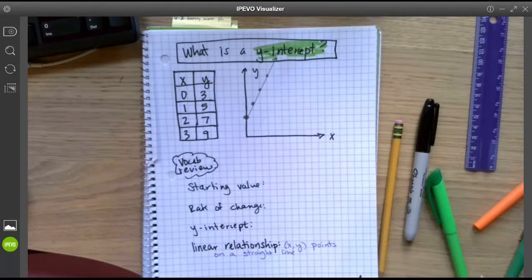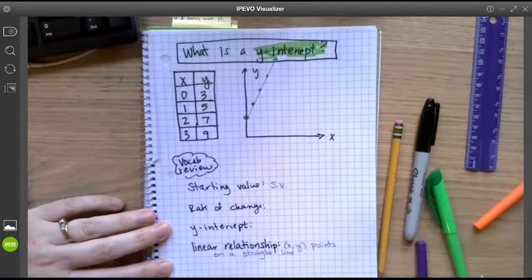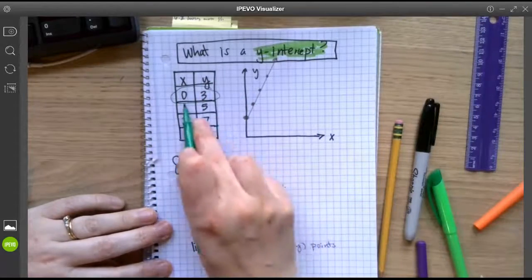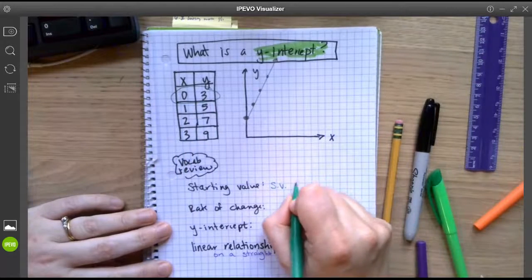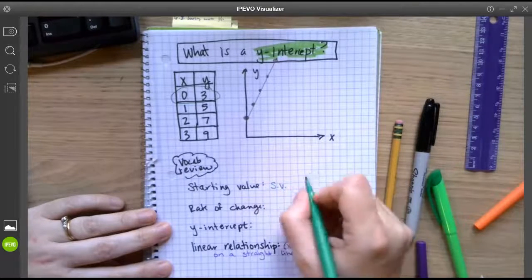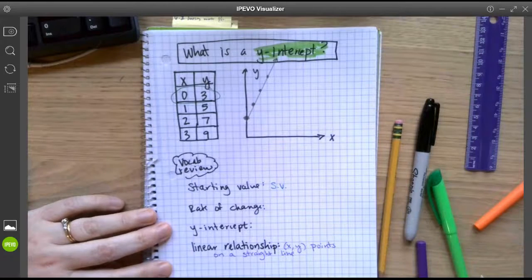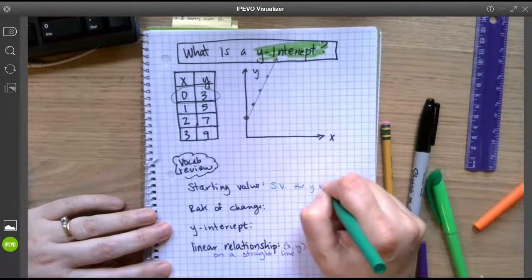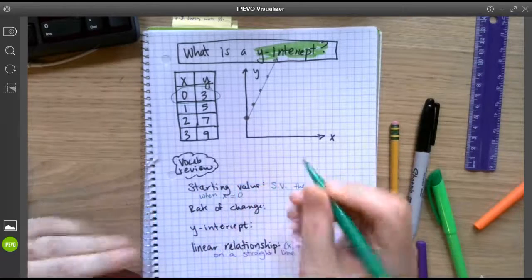Okay, let's review for a second here. The starting value, I sometimes call this the SV for starting value. That's there. It starts at 0. When x is 0, y is 3. So the starting value for this relationship is 3. So the definition of the starting value is where it starts when x is 0. So the y value when x is 0.